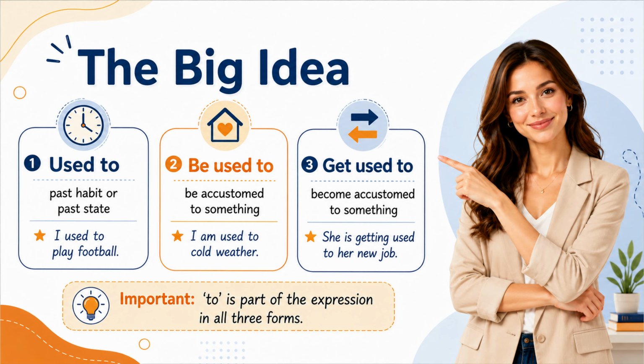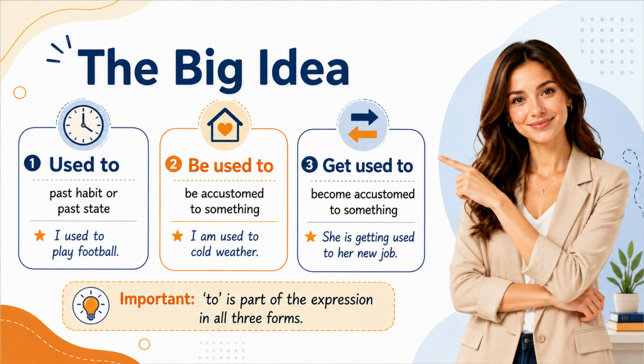Now let's look more closely at used to. The structure is used to plus the base form of a verb. We use it to talk about repeated actions or situations in the past that are no longer true or that have changed. For example, I used to play football every weekend. This means playing football was my regular habit in the past.